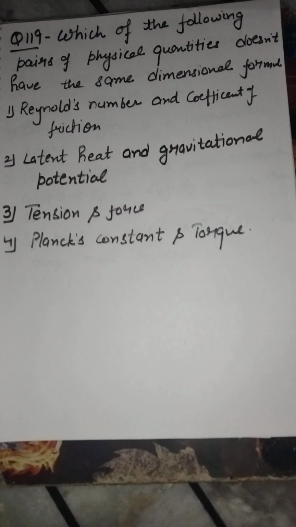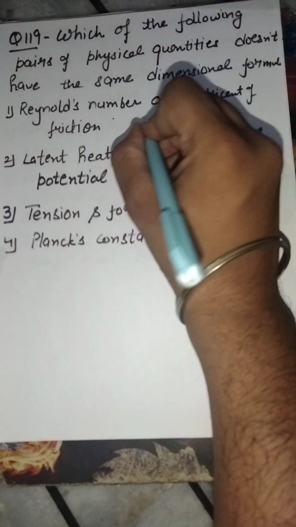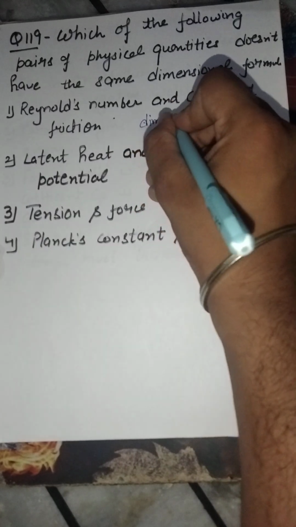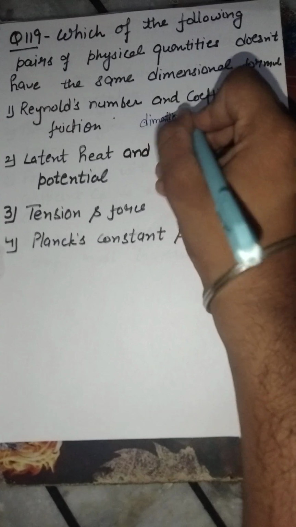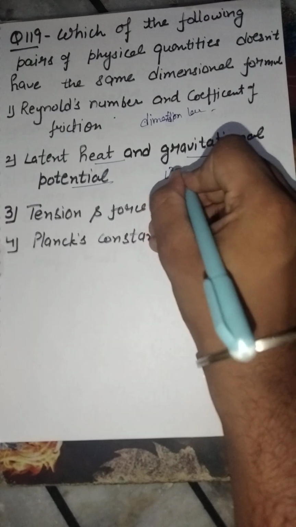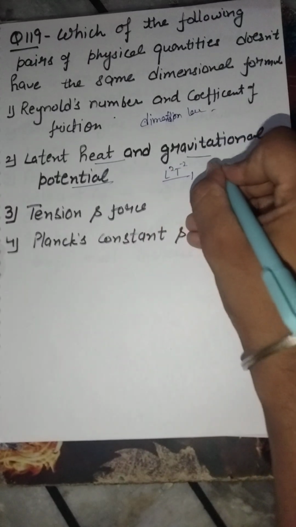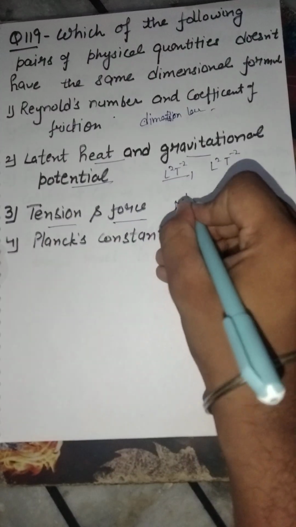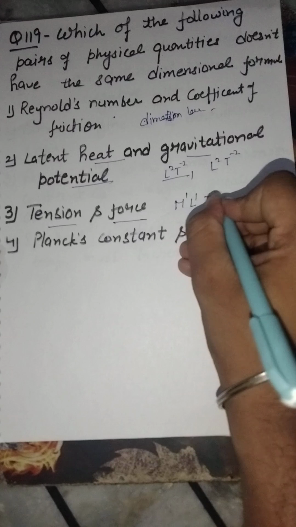Our next question, question number 119, is: which of the following quantities does not have the same dimensional formula? Reynolds number and coefficient of friction are both dimensionless quantities. Latent heat has formula L2 T minus 2 and gravitational potential also has formula L2 T minus 2. Tension and force both have equal dimensional formula M1 L1 T to the power minus 2. But Planck constant and torque have different dimensional formulas.